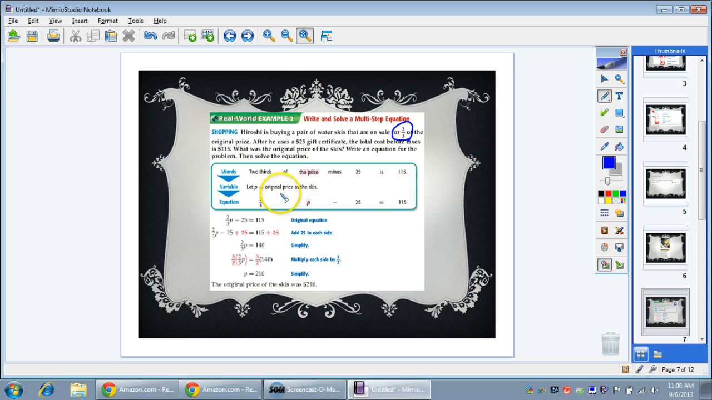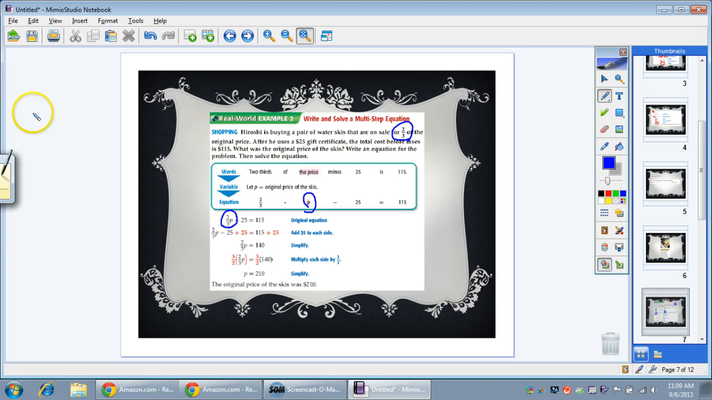So you have 2/3 of the price. You don't know what the price is, so they put P for price. So 2/3 times P, minus the $25 gift card, equals $115. So you have 2/3 P minus 25 equals 115. 2/3 P is what you're going to isolate. So you add 25 to each side to get rid of the 25. Now you have 2/3 P equals 140.